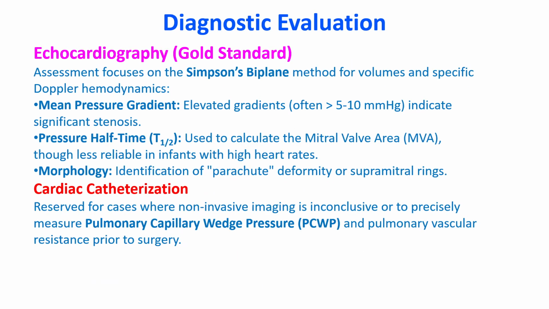Echocardiographic assessment focuses on Simpson's biplane method for volumes and specific Doppler hemodynamics. Mean pressure gradient across the mitral valve is elevated, often more than 5 to 10 millimeters of mercury, indicating significant stenosis. Pressure half time is used to calculate the mitral valve area, though less reliable in infants with high heart rates. Morphological identification of parachute deformity or supramitral rings.